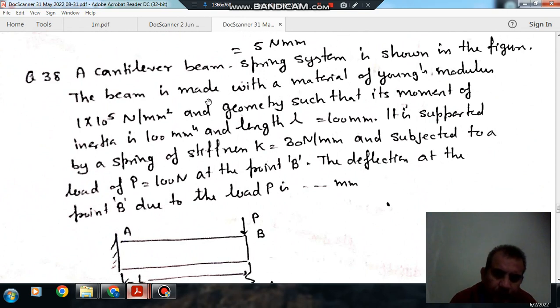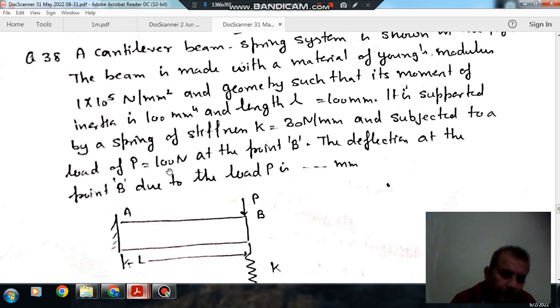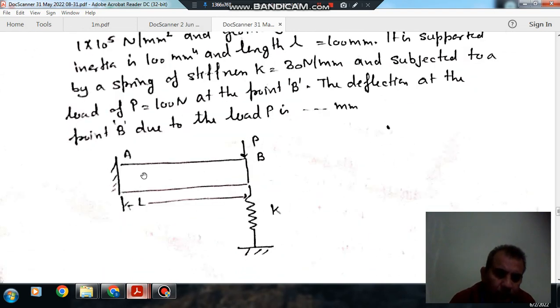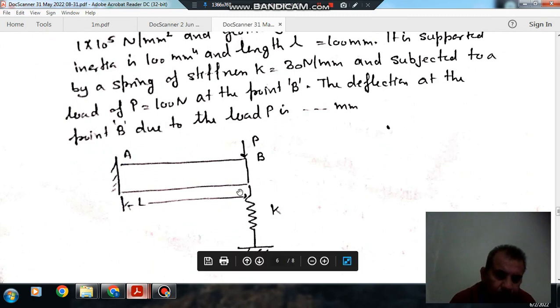A cantilever beam spring system is shown in the figure. The beam is made of a material of Young's modulus 1 into 10 to the power 5 Newton per mm square, and geometry such that its moment of inertia is 100 mm to the power 4, and length is equal to 100 mm. It is supported by a spring of stiffness K equal to 30 Newton per mm, and subjected to a load of P equal to 100 Newton at point B. The deflection at point B due to load P is dash mm. So this is your P, and this is AB, this is length L, this is K, the stiffness.